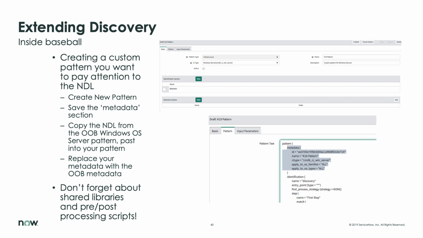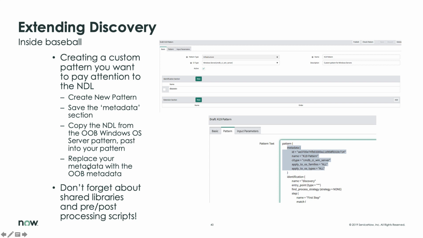Then I go to the Windows pattern and I copy and paste all the steps within that pattern. So you'll get the whole lot of what the Windows pattern is. And then I come back to my K19 custom pattern and paste everything back in there. So now your pattern NDL will look like the Windows one, but you just replace that one metadata piece that was from the original Windows, save it, and now you have a custom Windows pattern. And when you click into this discovery section, all the natural Windows steps will be there, and you'll be good to go to be able to do the manipulations that you want.